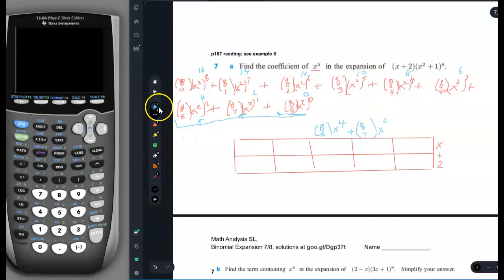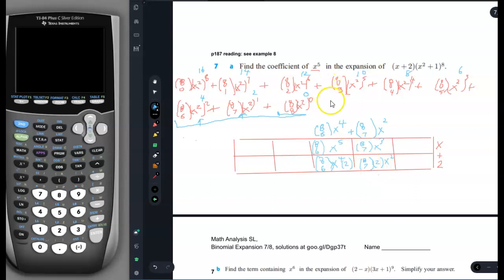Let me now multiply. If I multiply this times this, I would get 8 choose 6, x to the 4th times x, which would be x to the 5th. That looks good, doesn't it? If I multiply this times this, I would get 8 choose 6, x to the 4th, times 2. Then this times this would be 8 choose 7, x to the 3rd. And this times this would be 8 choose 7 times 2, x squared.